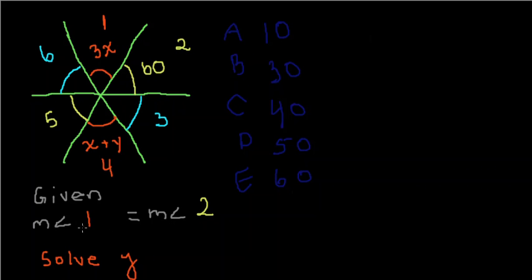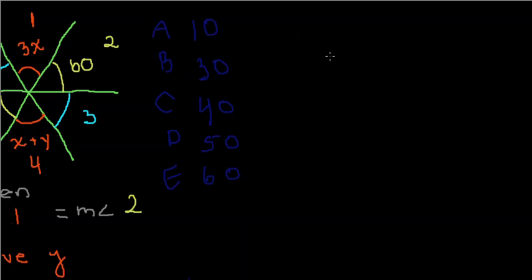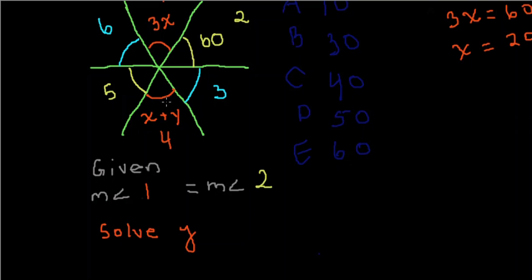Well, we have this given here. Measure angle 1 equals measure angle 2. Alright, fair enough. So, again, 3x equals 60, and x equals 20, right from the last video. But we can't be sure that these two are both the same. Well, how can we prove that both of these are the same?